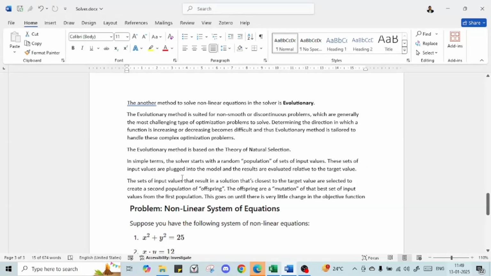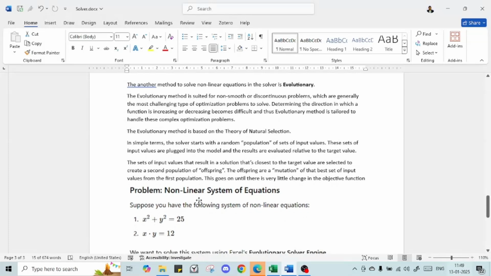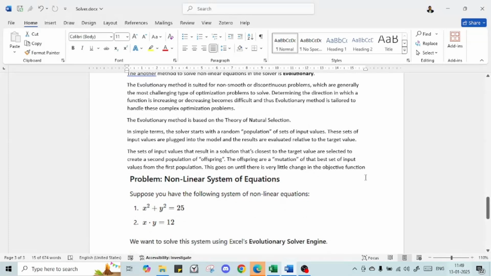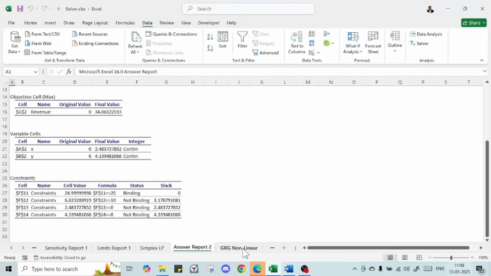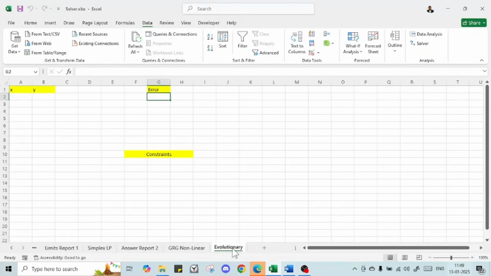The sets of input values that resulted in a solution closest to the target value are selected to create a second population of offspring. The offspring are a mutation of the best set of input values from the first population. This goes on until there is very little change in the objective function. So by solving an example we can understand it better. So let's get to our Excel file, GRG Nonlinear, and this is our evolutionary.